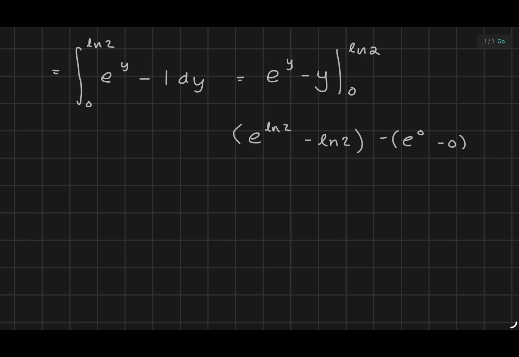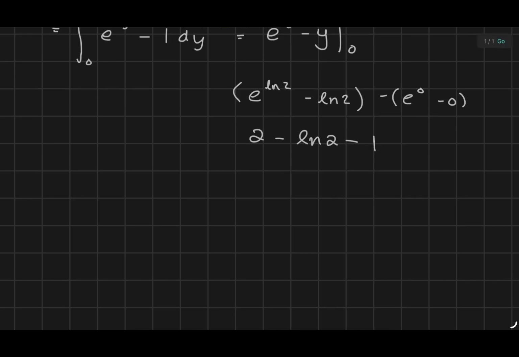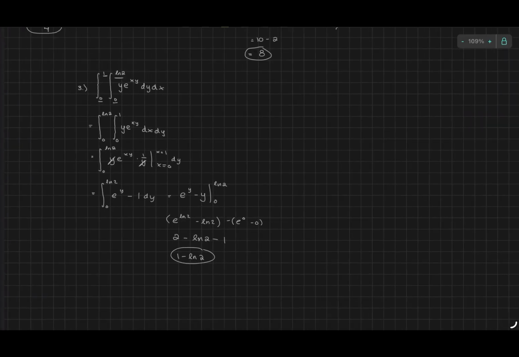Well, e to the natural log of 2, that's the same thing as 2, right? So 2 minus the natural log of 2 minus 1. That's just going to be 1 minus the natural log of 2. That's our answer for this integral.